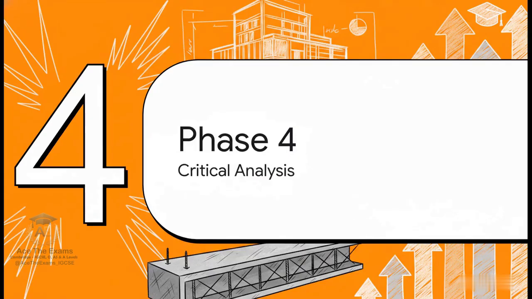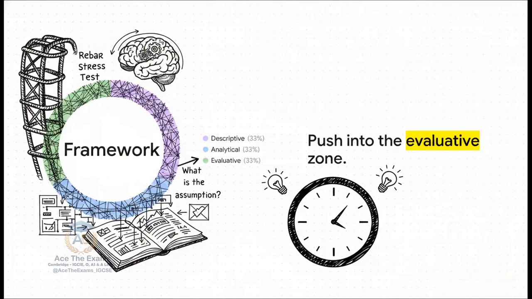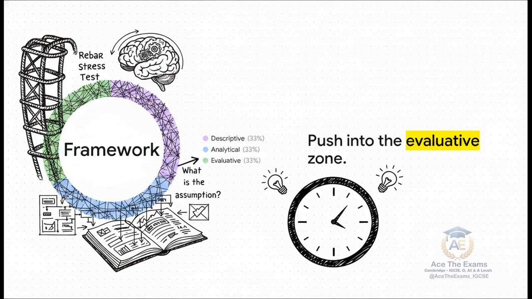Okay, inspection passed. Let's enter phase 4, the final phase. This is the rebar stress test, focusing on high-level critical analysis. To hit the top band of the mark scheme, your structure has to transcend basic descriptive levels and actively push into the critical evaluative zone of the framework. Look at this breakdown. A descriptive approach merely points at facts. An analytical approach breaks those facts down. But an evaluative approach, a top-tier blueprint, doesn't just describe the numbers.